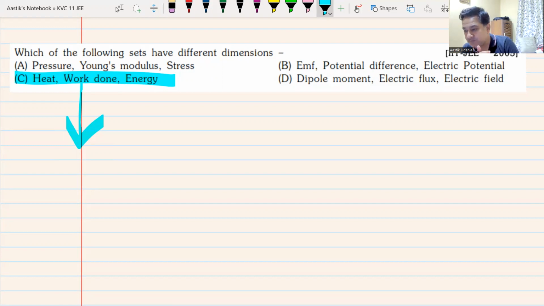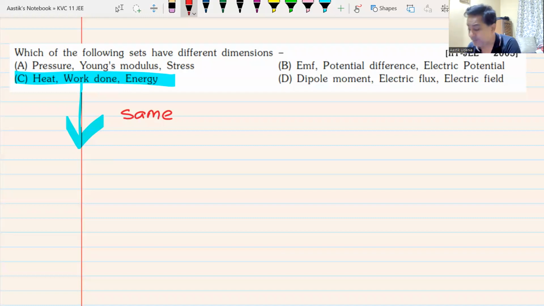Option C is the one that we can do now. Does it have the same dimension or a different dimension? Heat, work done, and energy. Same dimension or different dimensions? They have the same dimensions. So this option is correct. Multiple options.